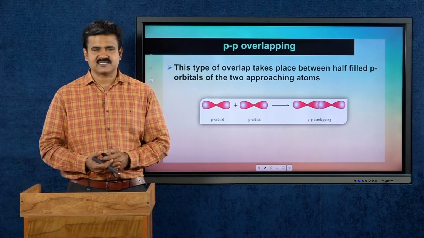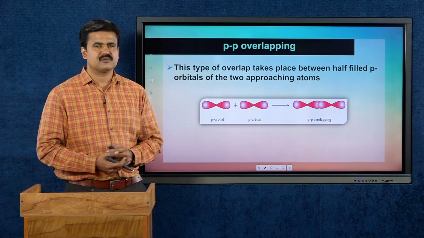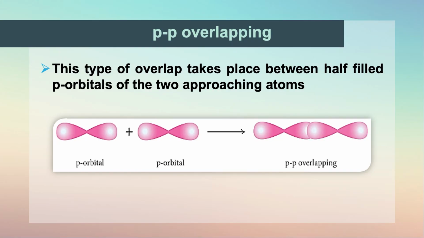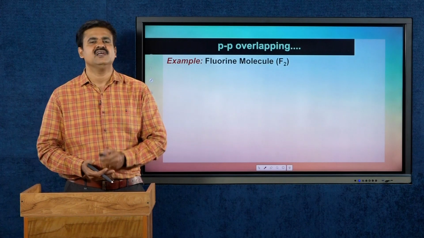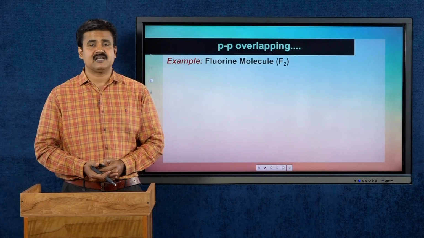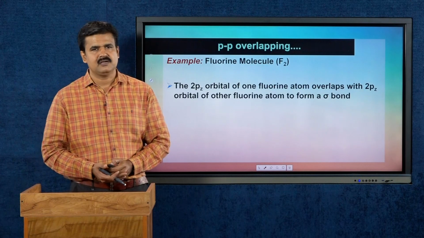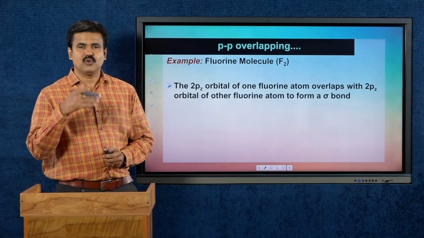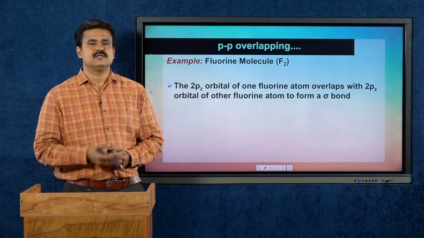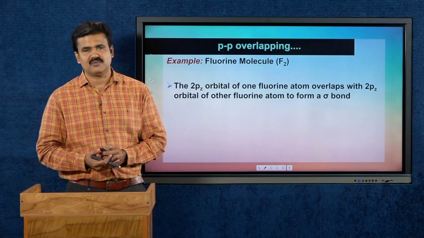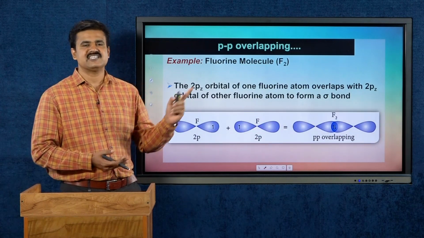This is the symbol representation. The first p orbital overlaps with the second p orbital, leading to effective pp overlapping, as shown on the right-hand side. We can illustrate the pp overlapping by considering the formation of the fluorine molecule as an example. The 2pz orbital of one fluorine atom overlaps with the 2pz orbital of the other fluorine atom to form a sigma bond. This sigma bond formation is shown here.